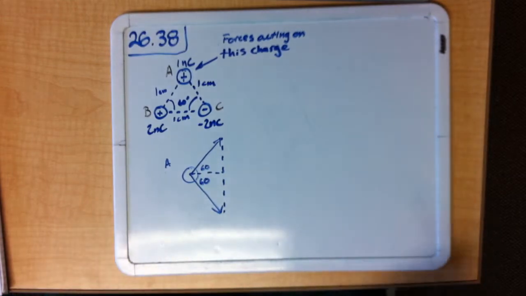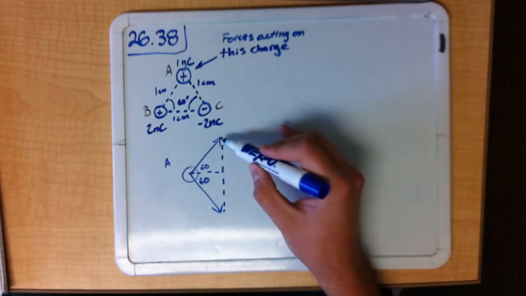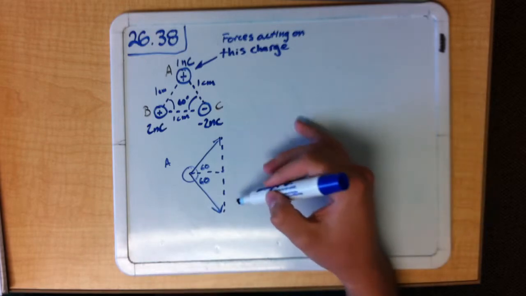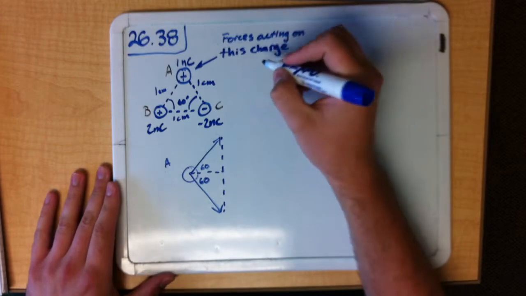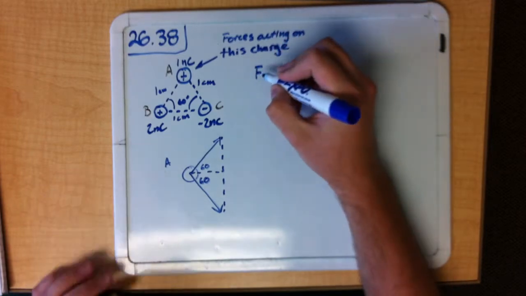And if you can't already see it, the geometry is pointing towards the fact that the x components are going to add up to a number, and that the y components are going to cancel out. So now I'm going to use Coulomb's law and find the magnitude of the forces.